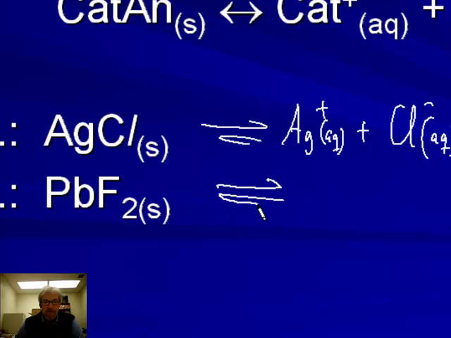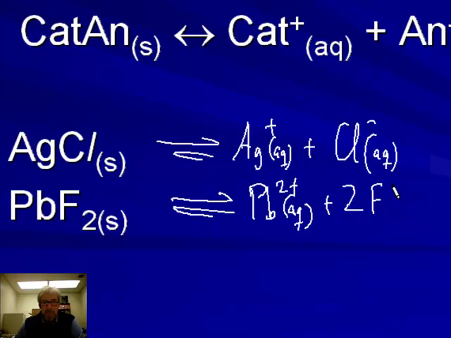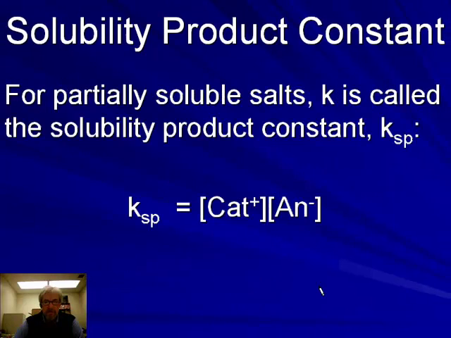PbF2 will reach equilibrium with lead-2 ions and fluoride ions, but the stoichiometry is 1-to-2 here, so 2F- aqueous. The mass action expression for this equilibrium will not include the solid that was on the left-hand side. So K for this reaction is just going to be the product of the aqueous cation and aqueous anion concentrations raised to their coefficients. And it has a special name. It's called the solubility product constant, and the abbreviation is Ksp.